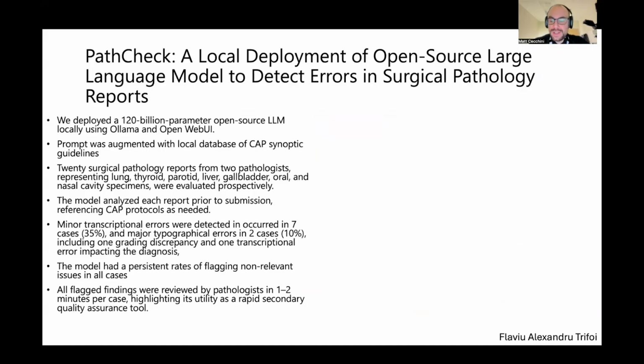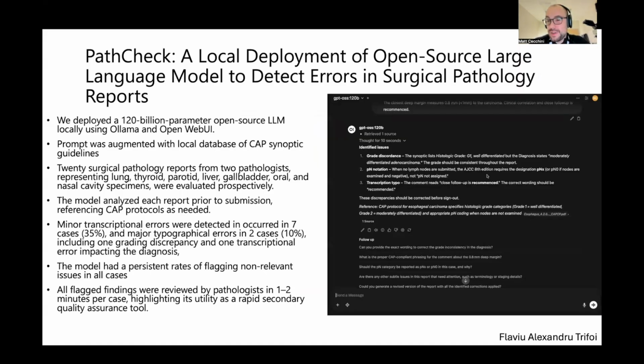To test this out, we did a prospective study where we took a number of cases that we ran through, just as a way to check for typos. This is an example here, and this is just running locally on the computer. In this case, it identified that there was an error where I had listed it as well differentiated in one spot, but moderately differentiated in another spot. And so this is an area that could generate confusion.